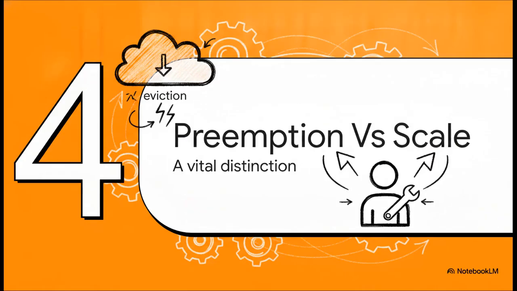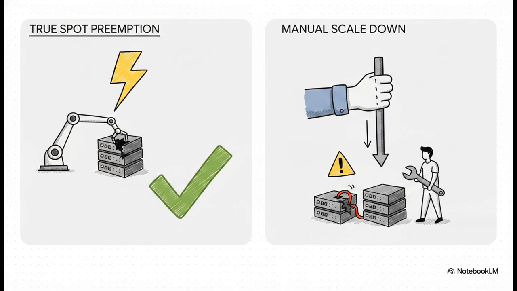Section 4. Pre-emption versus scaling down, a vital operational distinction. Okay, if you're actually going to implement this, there is a massive difference you need to understand between an automated cloud eviction and explicit manual human intervention. A true spot preemption is entirely different from you doing a manual scale down to 0.